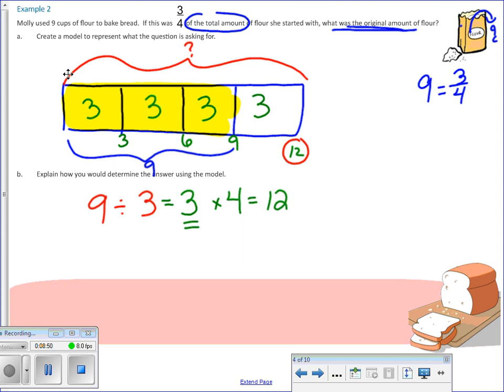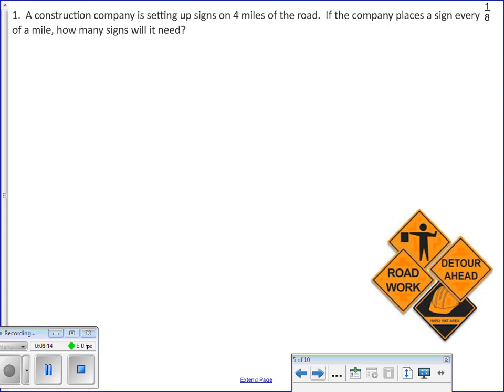This is exactly what we did with our percent. This is what we have. We're finding the whole. Okay, we're just not using percentages. 9 is 3/4 of the 12 cups. That's what she used. Okay, we'll try some more. Does everybody have this copied down or do you need a second?